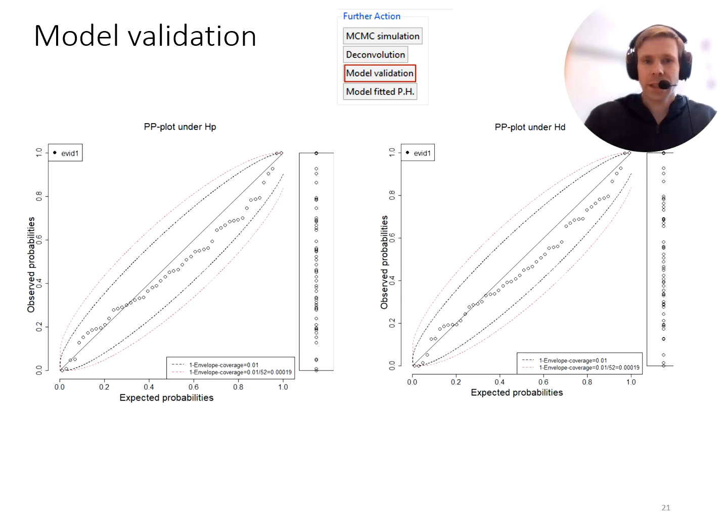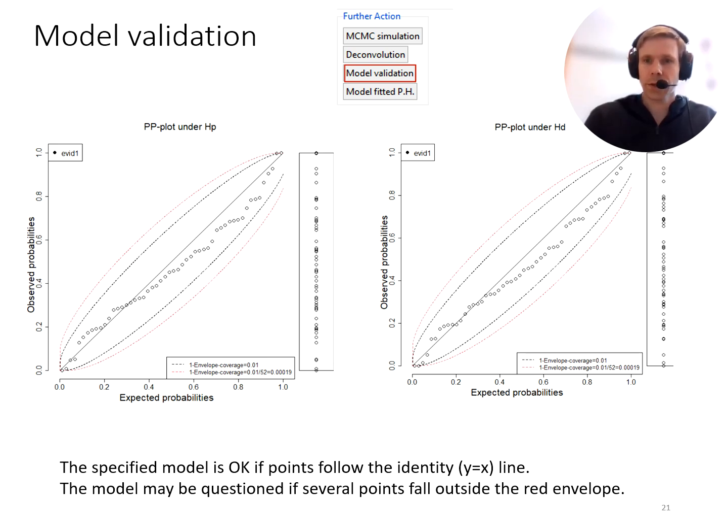For the model validation, this is useful to do under each hypothesis. You click that and you will get these plots. So the thing you are looking for is whether the points here follow the identity line. So if they are within these envelopes, the model fit is good for the peak heights.